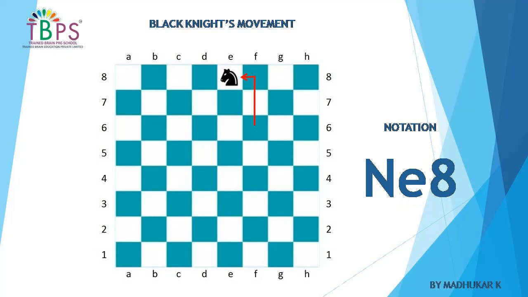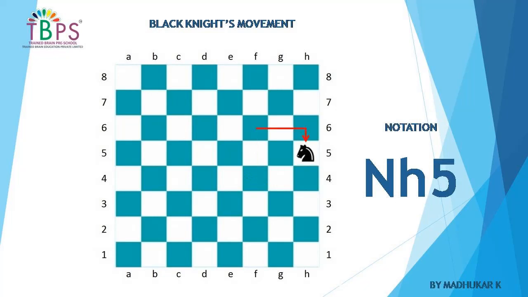It can move to e8, that is Ne8. It can also move to d7, that is Nd7. The knight which is in f6 can move to d5, that is Nd5. The knight which is in f6 can move to e4, that is Ne4. This knight can also move to g4, that is Ng4.